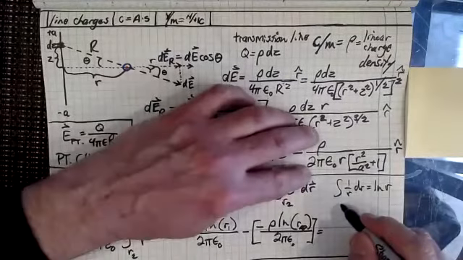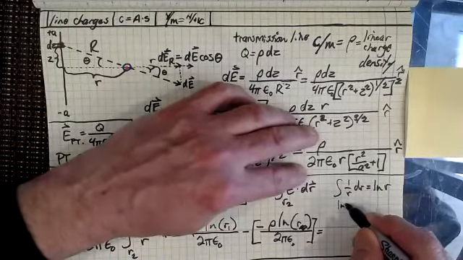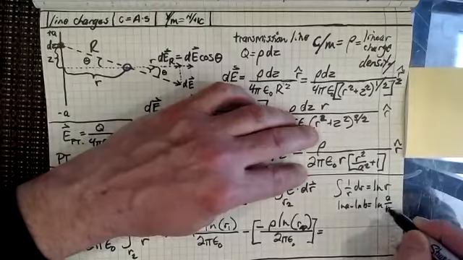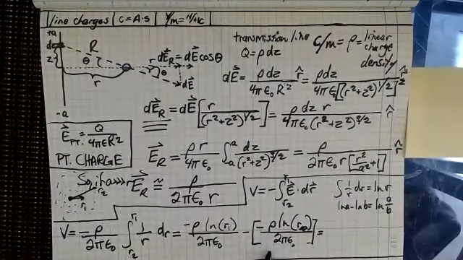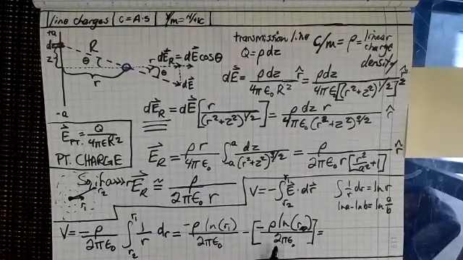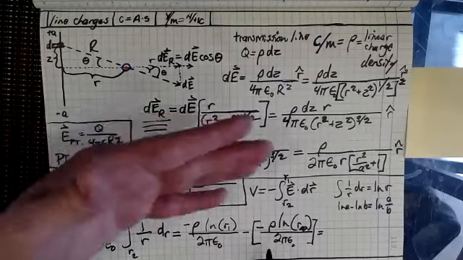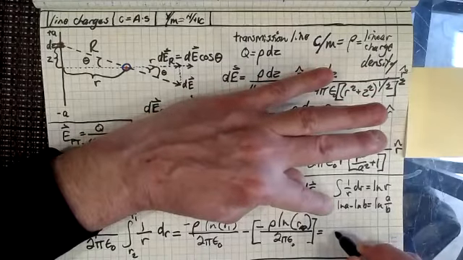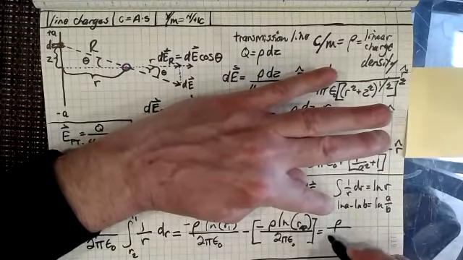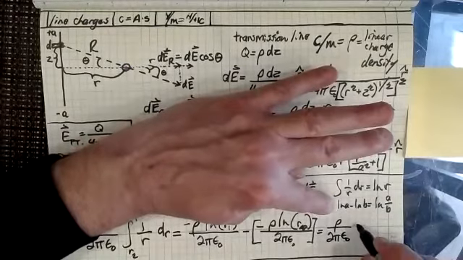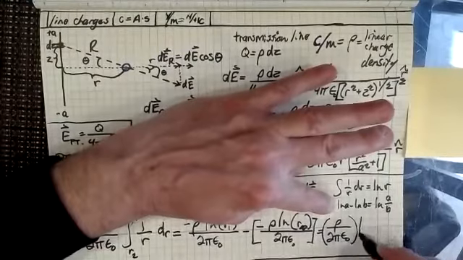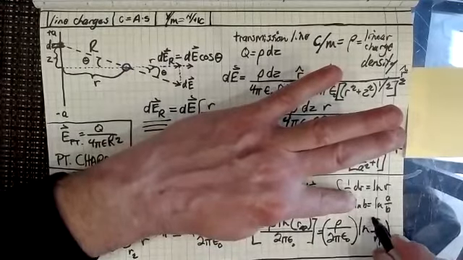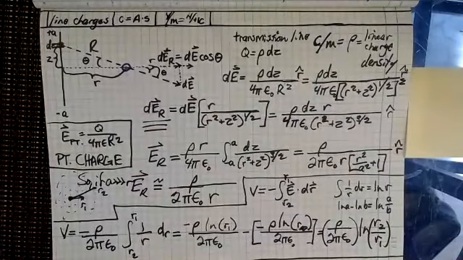And I think everybody also remembers that if I have the natural log of A minus the natural log of B, that equals the natural log of A divided by B, right? And then I wouldn't need any of those negatives either. So that's just rho over 2 pi epsilon sub 0 times the natural log of R2 over R1. Right? Does everybody see that?